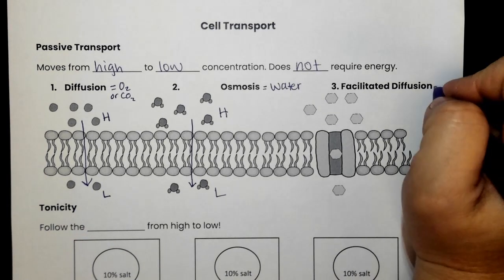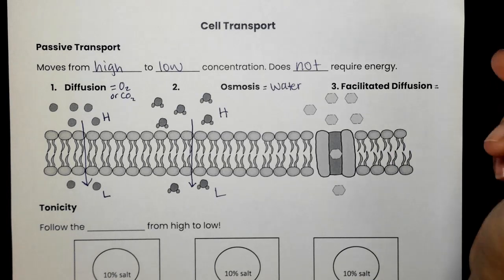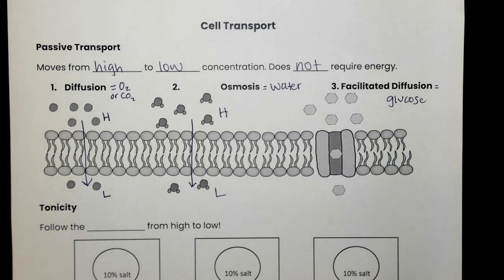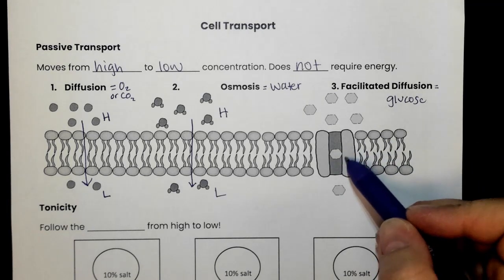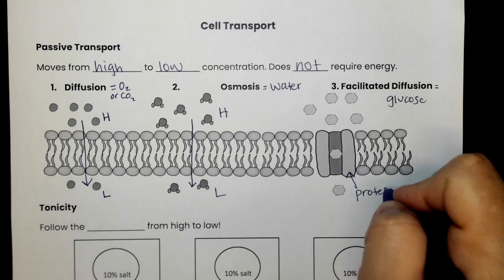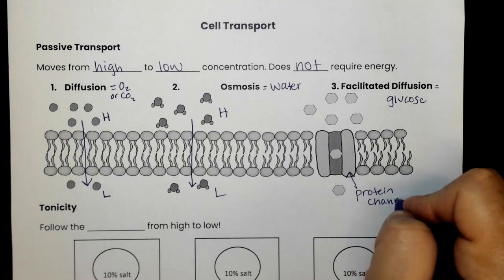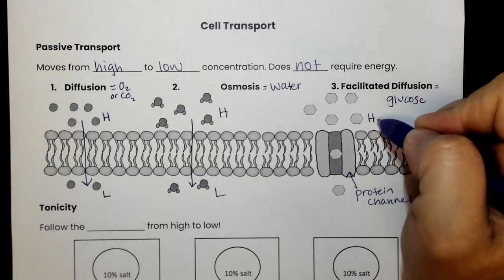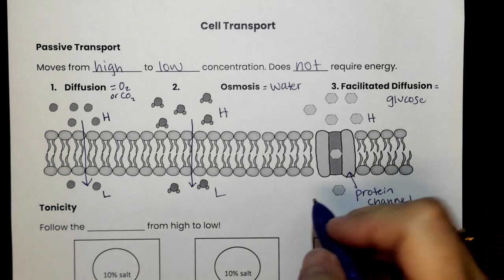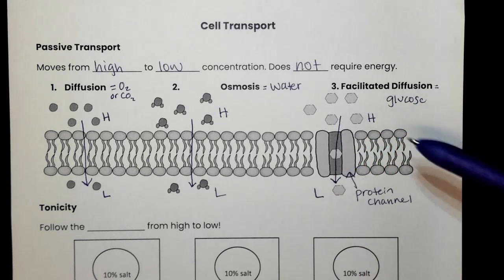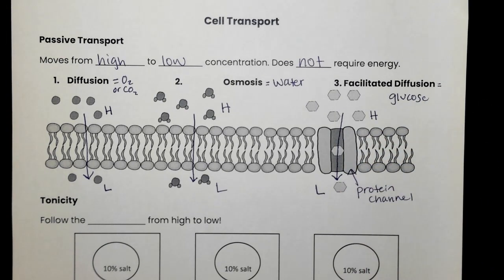The last type is called facilitated diffusion, and this is typically going to be larger molecules like glucose that are too big to fit directly through the cell membrane. So instead, they go through a channel in the cell membrane called a protein channel, or a transport protein. So this just allows larger molecules to go through. So with facilitated diffusion, we're still going from an area of high, so you can see we have more up here, high concentration to low concentration, but they're just going through the protein channel. So again, they will go through until they're even on both sides and they reach equilibrium.